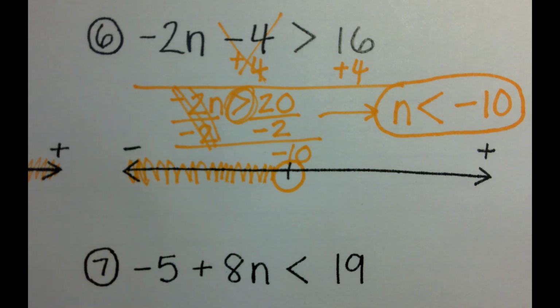Those negatives are tricky. They are. You're telling me. Any questions about number 6? Can you do another one, because that negative next to the variable, I got myself off. So just do another one, please. Let's do another one like that.